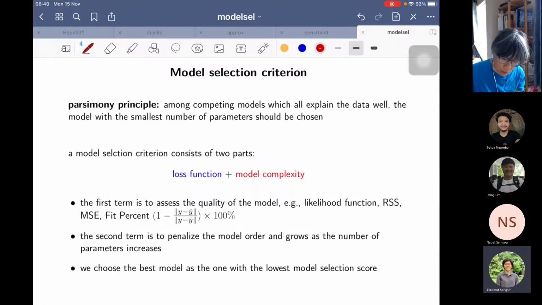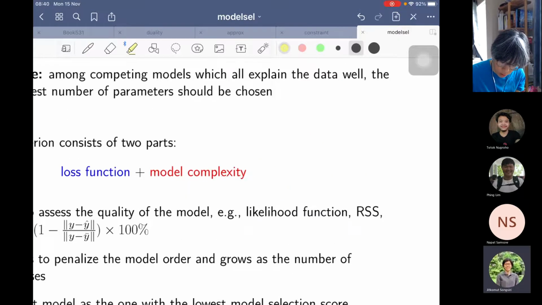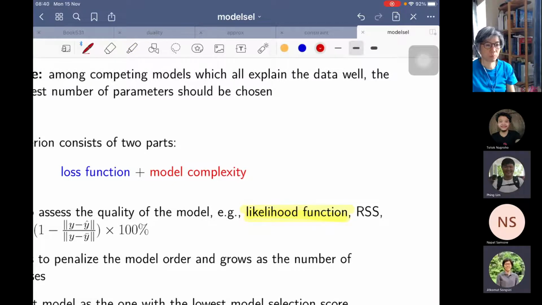Okay, let me go back to here again. The likelihood function, if you use the likelihood function to indicate the model quality, the higher the better or the lower the better? The lower the better.